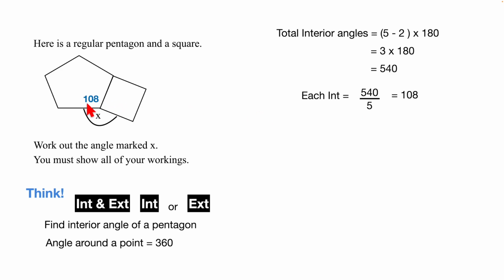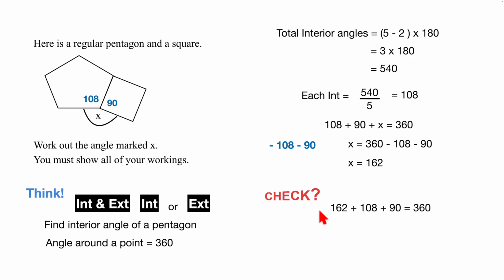So now we can put 108 here. We know this is 90, might have marked that before. All this lot are going to add up to 360. So 108 plus 90 plus x equals 360. I need x. So I want to get rid of 108 and 90, so I shall subtract them from both sides. And I get x equals 360 minus 108 minus 90, and that's going to give me x equals 162. Brilliant. I'd probably be happy with that, but I might want to check that the 108 is in fact the interior angle.